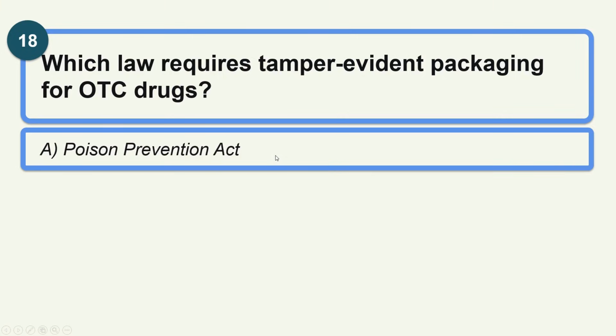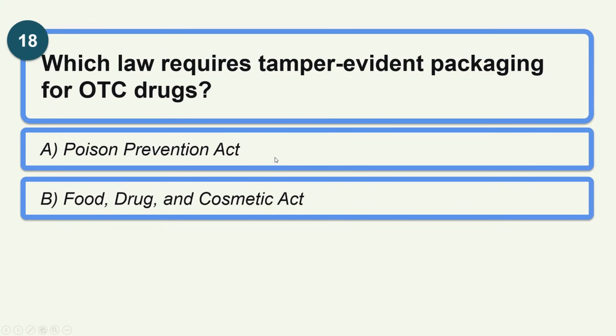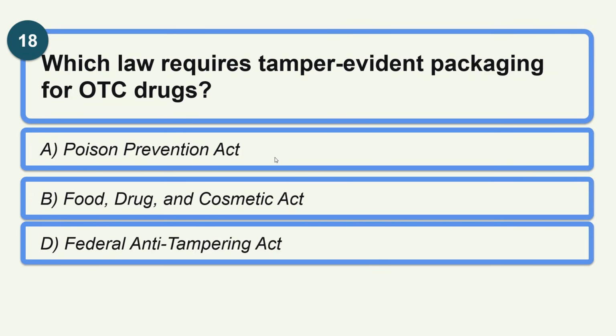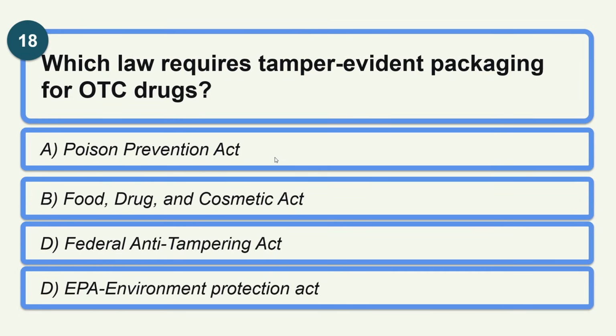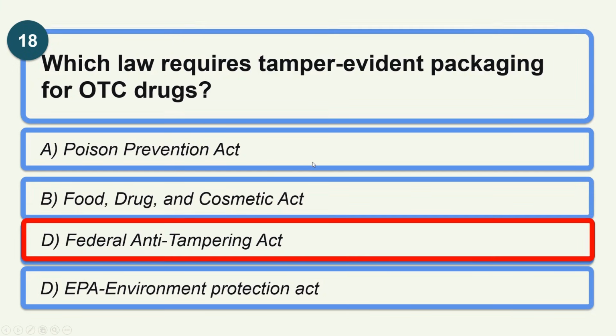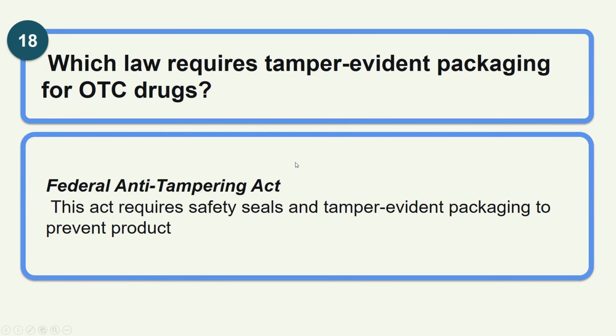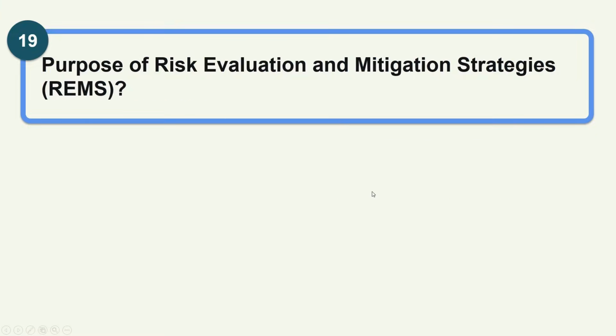Which law requires tamper evident packaging for OTC drugs? Poison Prevention Act, Food and Drug Cosmetic Act, Federal Anti-Tampering Act, EPA, Environmental Protection Act. The correct answer is the Federal Anti-Tampering Act, which is designed to require safety seals and tamper evident packaging for over-the-counter drugs.